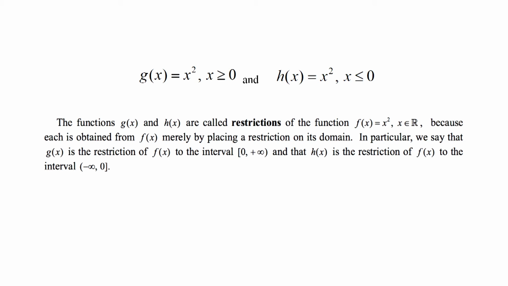The functions g(x) and h(x) are called restrictions of the function f(x) equals x squared with x belonging to R, because each is obtained from f(x) merely by placing a restriction on its domain. In particular, we say that g(x) is the restriction of f(x) to the interval [0, infinity), and that h(x) is the restriction of f(x) to the interval (minus infinity, 0].